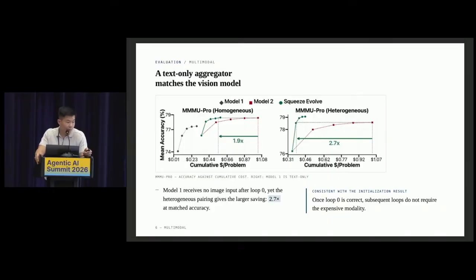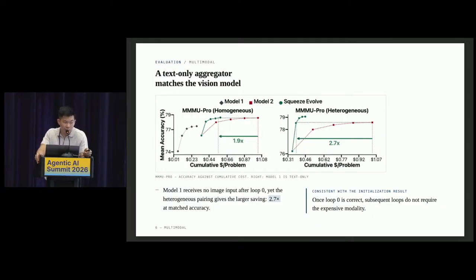Another interesting observation is that in the vision-based task, not having to use the vision component for the aggregator stage also allows us to increase the cost effectiveness significantly. For example, in the red curve here, where we use a strong multimodal model, the performance gets quite high, but also notice that the cumulative dollar per problem is proportionally high.